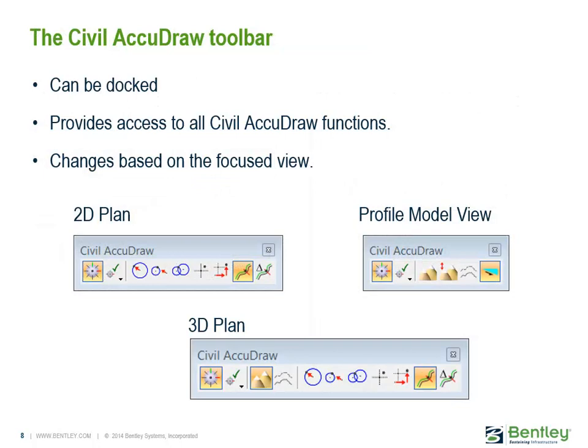The Civil AccuDraw toolbar can be docked. Keep in mind that it provides access to all the Civil AccuDraw functions. And another thing that's important to keep in mind is that the toolbar will change based on the focused view. So for example, if the view that you have in focus is the 2D plan, the Civil AccuDraw toolbar will update to give you specific options for 2D. If you're in a profile model view, it will update to give you options for profiles. And if you're in a 3D view, it will again update to give you options specific to 3D.